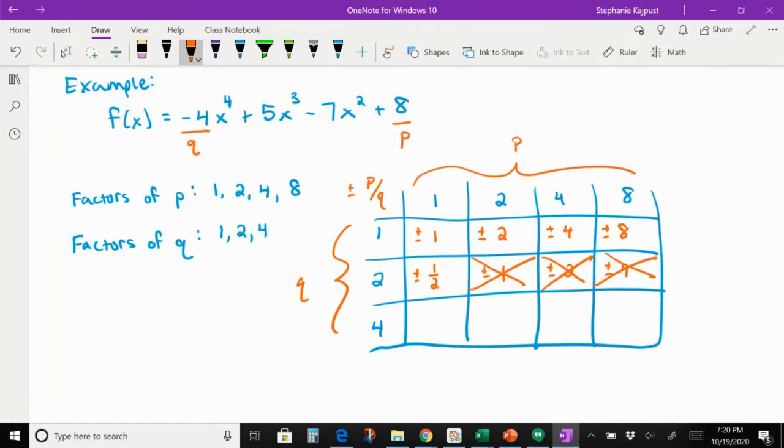Then we're going to move to the next row. And now our denominator is 4. So we get plus or minus 1/4. Then we have plus or minus 2/4, which reduces to 1/2. I've already got that one written down. Then plus or minus 4/4 is 1, which is already written down. And then plus or minus 8/4 reduces to 2, which we also have written down. So you're writing every possible combination, and if it's a repeat, you don't need to write it anymore. All of those numbers that we haven't crossed out are the possible zeros.